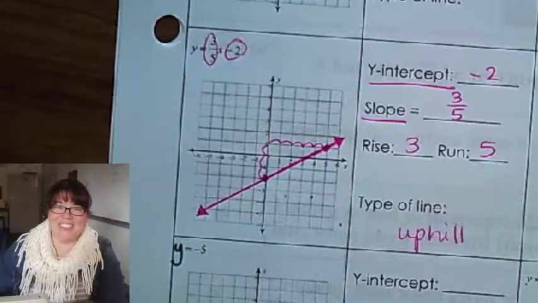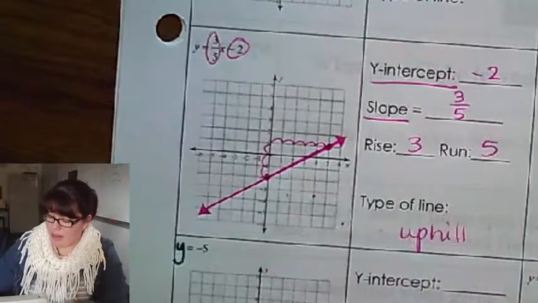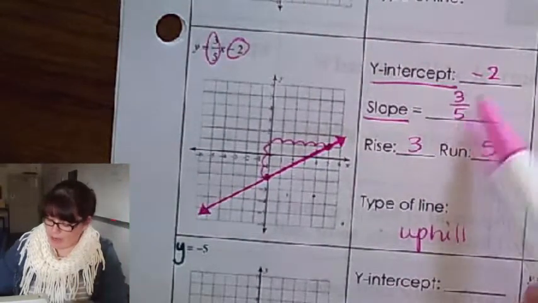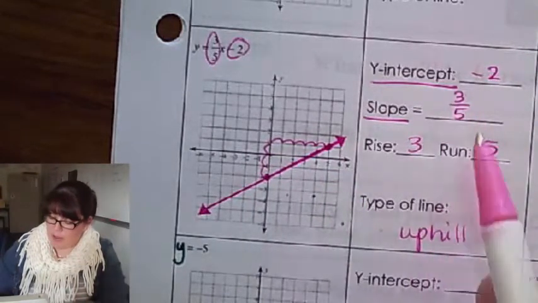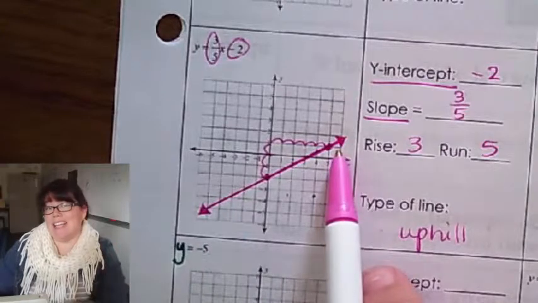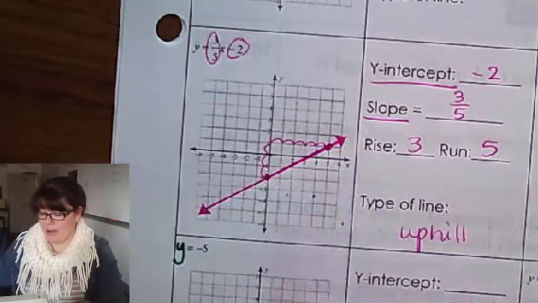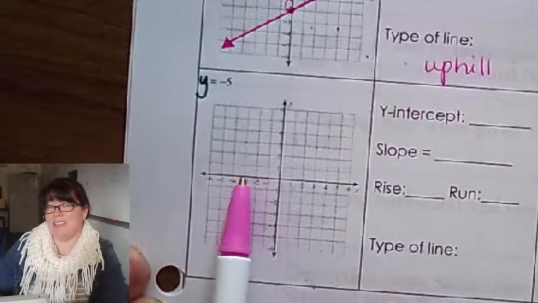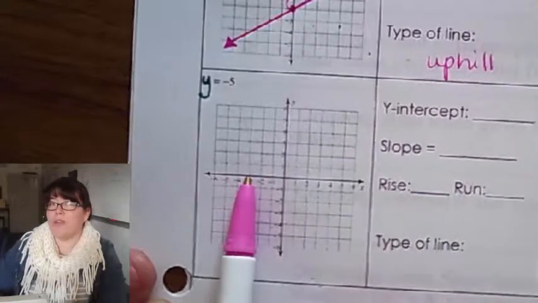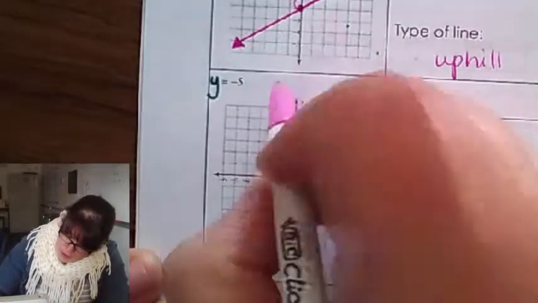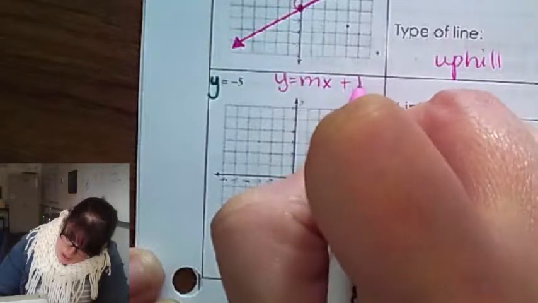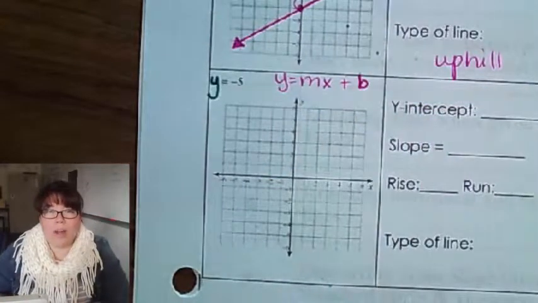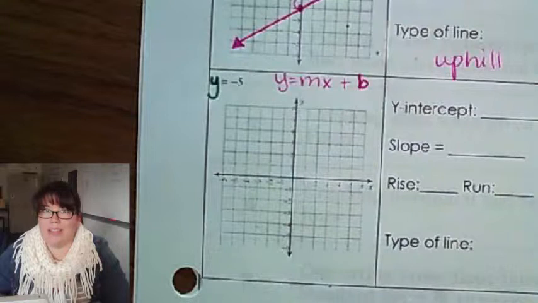How did it go? Hopefully you were able to see that your slope was just a rise over run, your y-intercept was at -2, and since your slope was positive, this was supposed to be an uphill line going from left to right, as you can see that it is. Now, I do want to point out that this last one is going to be a little bit tricky. So before you graph it, I want you to think about, all right, if I put this in y equals mx plus b, what is m going to be? And what is b going to be? See if you can figure that out.